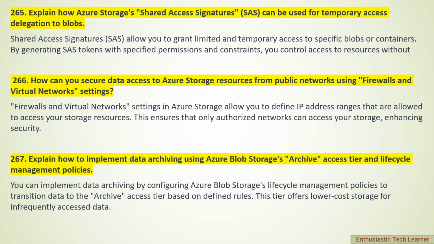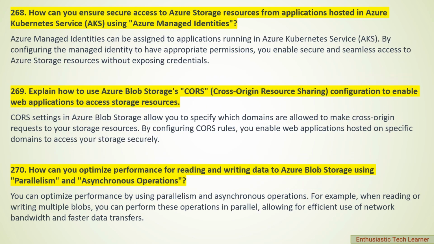Explain how to implement data archiving using Azure Blob Storage's archive access tier and lifecycle management policies. You can implement data archiving by configuring Azure Blob Storage's lifecycle management policies to transition data to the archive access tier based on defined rules. This tier offers lower-cost storage for infrequently accessed data.